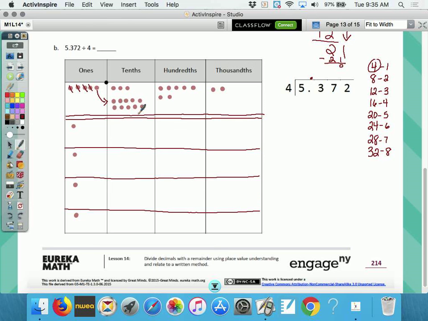How many tenths do I have now? 13. So what number do I circle? 12. How many will be in each group? 3. How many will I cross off? 12. Okay, 1 remaining. Trade it in for 10.